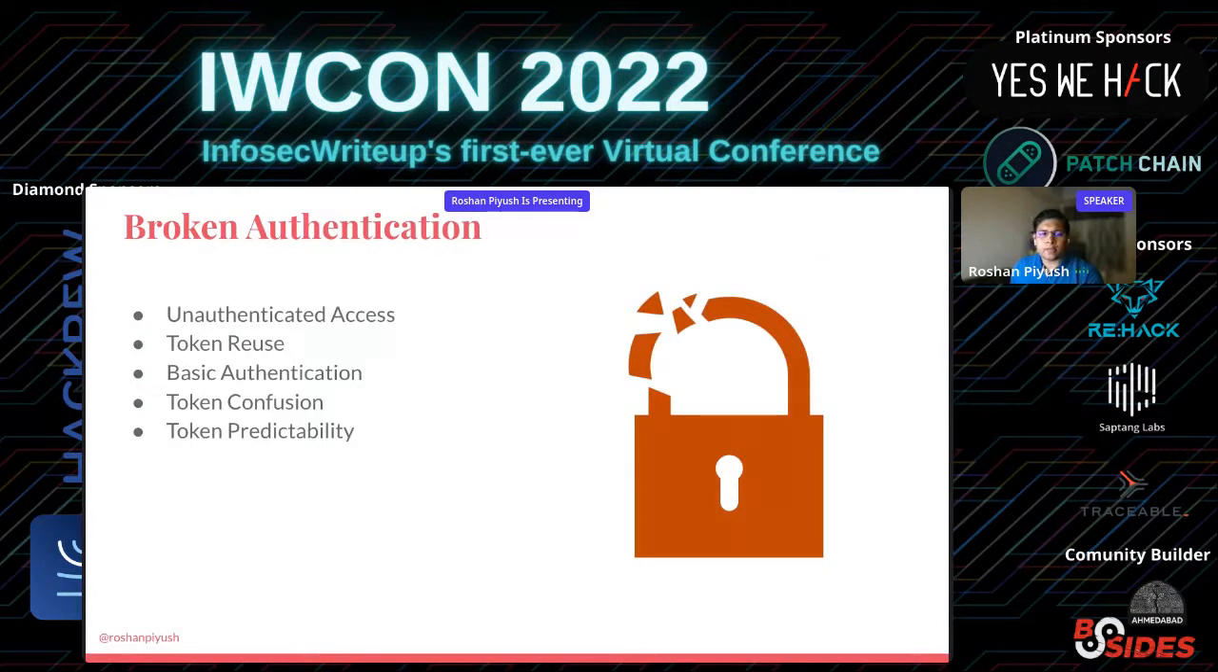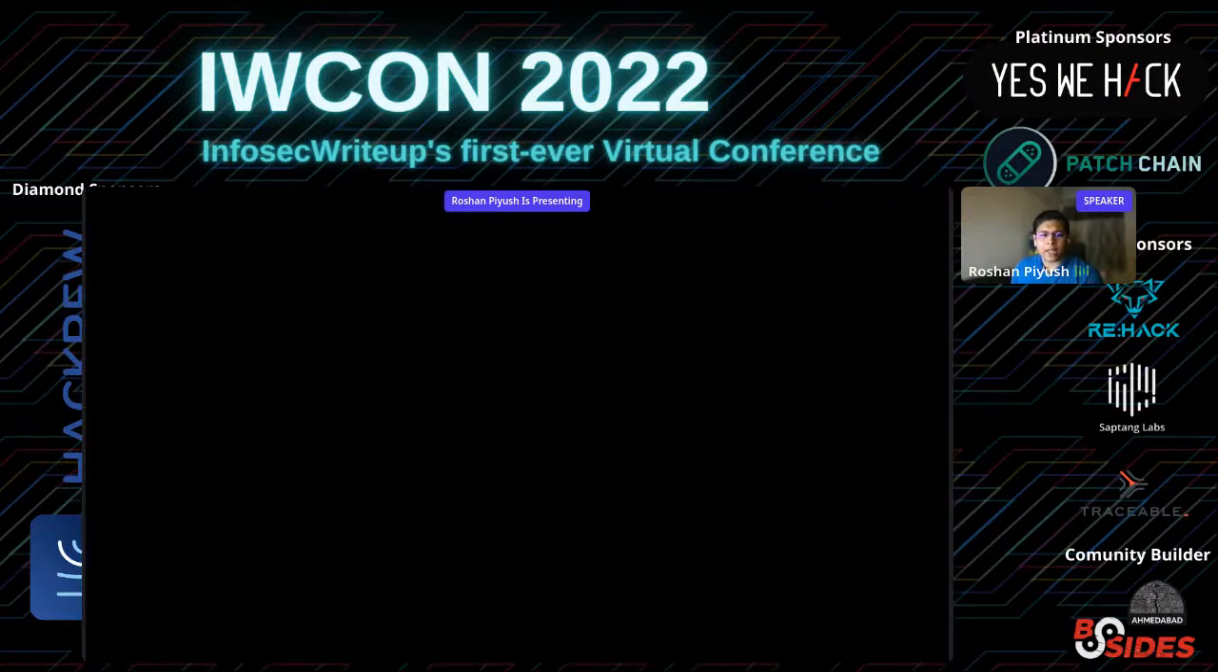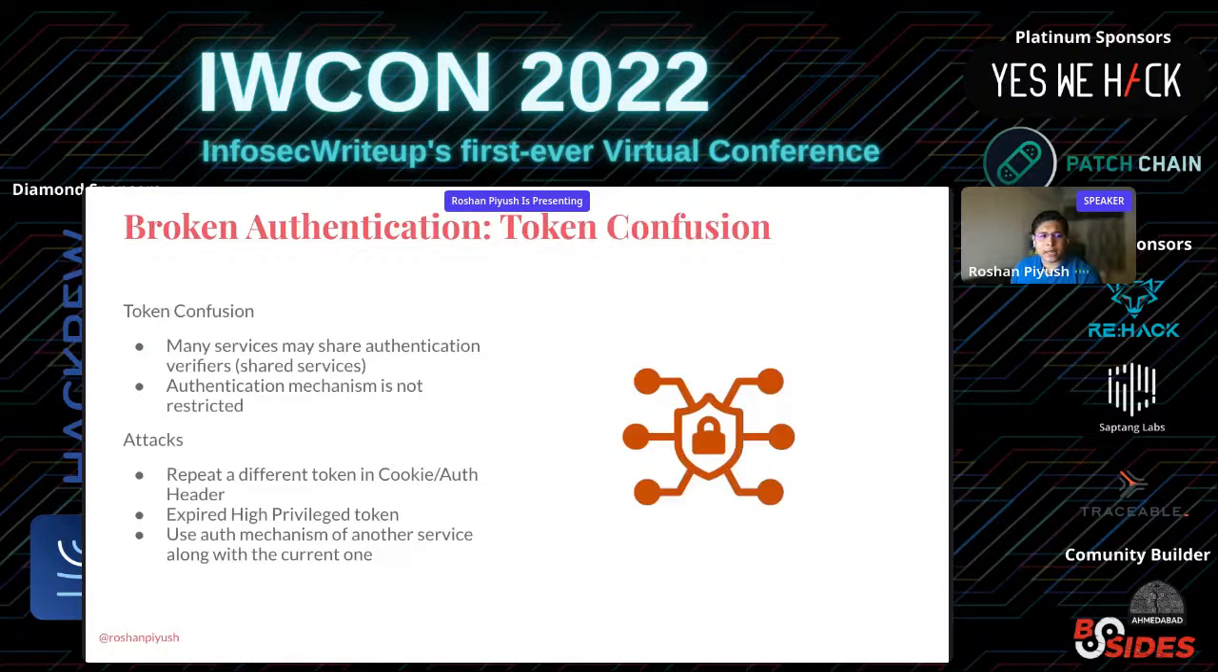Broken authentication is very simple, but I'll quickly go through it. Use a token from another service, because the JWT audience payload is not validated. You can use an expired token or a refresh token from another service. You can request a new access token for the current service, or even reuse session tokens after logout. This all gives you token reuse access. With basic authentication, try to remove the password from the basic authentication. Rate limit and 2FA are very simple attacks on those.